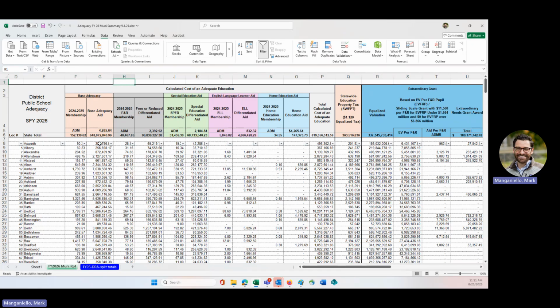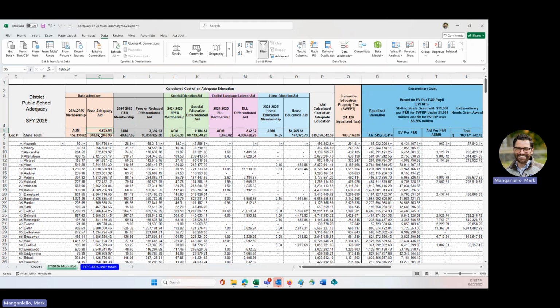We multiply the number of ADMs times that rate, and we get a number. This is going to be the base adequacy funding for Albany. $256,898.17 is the exact amount we're funding for base adequacy aid. As you might predict, if you have more students times this rate, your funding is going to go up. If you have declining enrollment, your funding could go down.